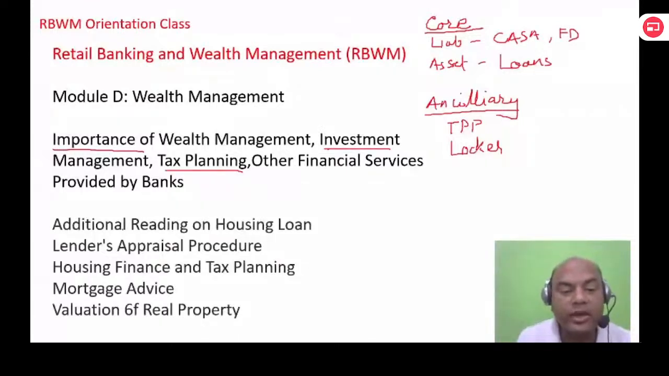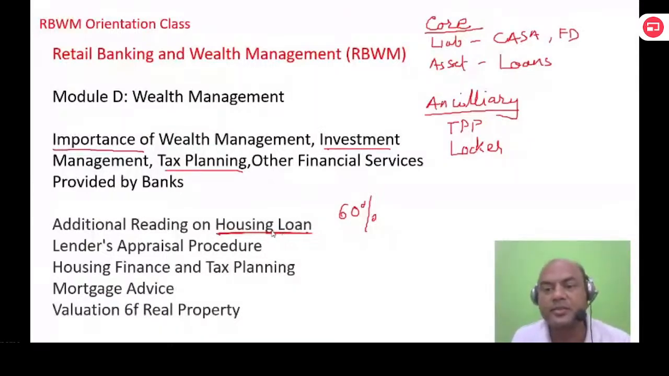Then you have additional reading on housing loan. This is the most important topic nowadays, housing loan. Why? Because almost 60% of the bank's revenues, 60% of the bank's income comes from housing loans nowadays. All the banks, 60% of the incomes come from the housing loans. So here you will be having all the important topics like lender's appraisal process. How do you process a loan? How do you decide whether to give a loan or not? Housing finance and tax planning means how is it useful in the tax planning part.